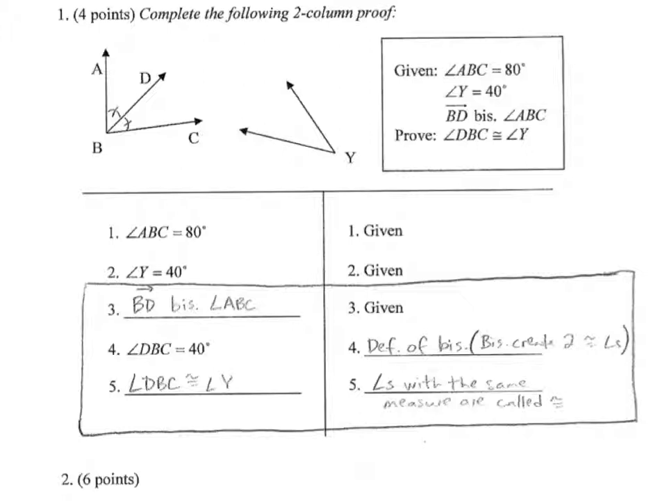We know the total angle up here is 80 degrees. If it's bisected, it must be cut in half. So our reason needs to reflect that. Finally, if we complete the proof the way that we should, we're going to be comparing angle DBC and angle Y. Why are these two angles congruent? They're congruent for the same reason any other two angles are congruent, because they've got the same measure.